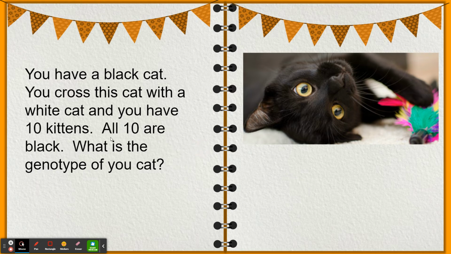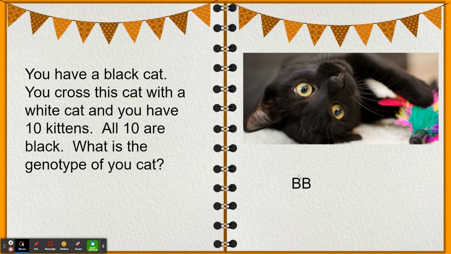If instead all 10 of the kittens were black, what would that tell me about the genotype of my cat? It would tell me that it was big B, big B because it passed on the big B to all of the kittens.